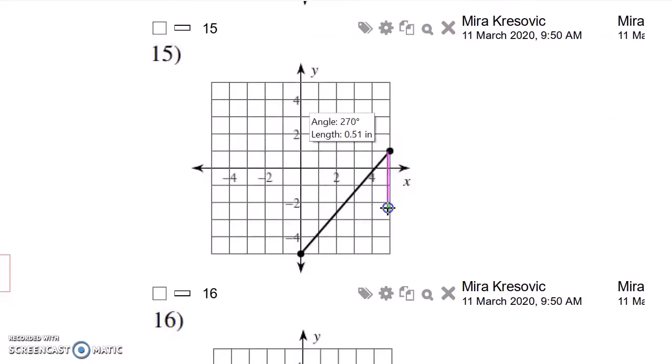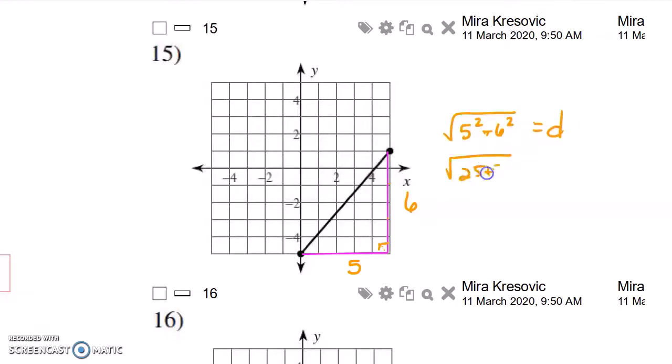So then, for example, this problem, I drop down a vertical, I drop down a horizontal, and it doesn't matter if you build your right triangle on the top or the bottom. Either is fine. There's my right angle. So then I count 2, 4, 6, and this is 2, 4, 5. So then I have 5 squared plus 6 squared. Take the square root. 25 plus 36. So the square root of 61 is the exact, and then the estimate is 7.8.